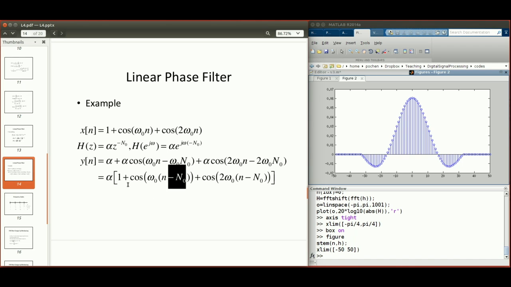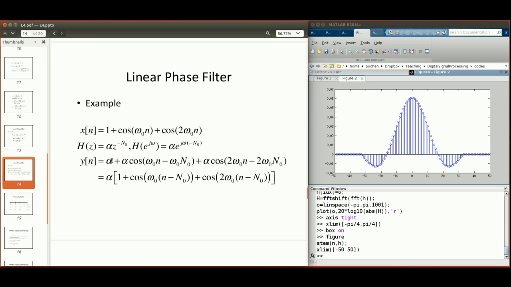So basically, the shape of the output signal is pretty much the same as the input signal, except that it has been shifted. The entire signal has been shifted by minus big N0, and it has been scaled by a constant alpha. So that's basically the effect of a linear phase filter. It's not going to change the shape of the input signal. It's just going to shift the input signal by a certain amount.